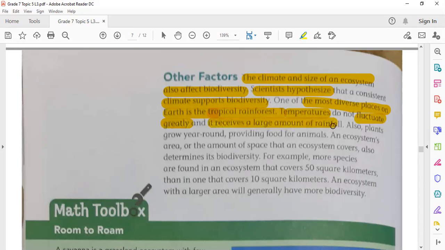So there are two main reasons that make the tropical rainforest rich or diverse. The first thing, a large amount of rainfall, and as you know, rainfall or water is very important for life. The second factor, that the temperatures do not fluctuate greatly. What is the meaning of fluctuate?